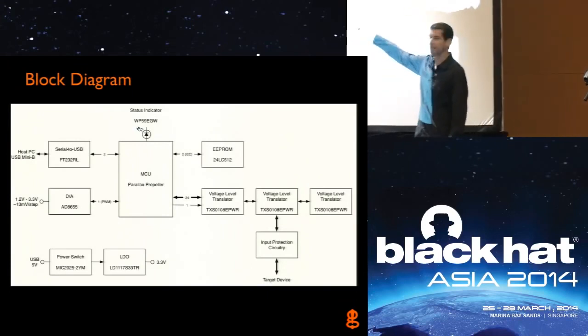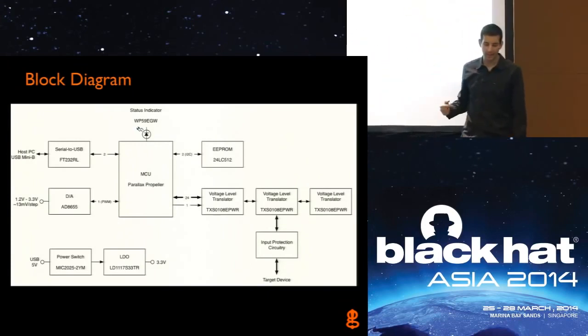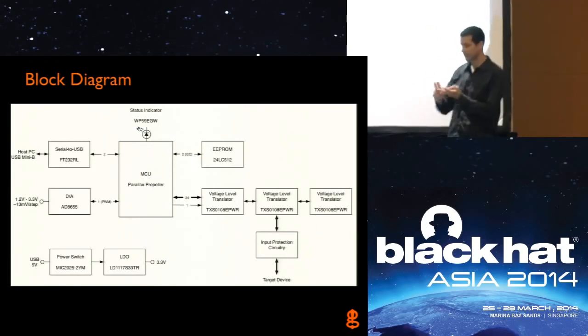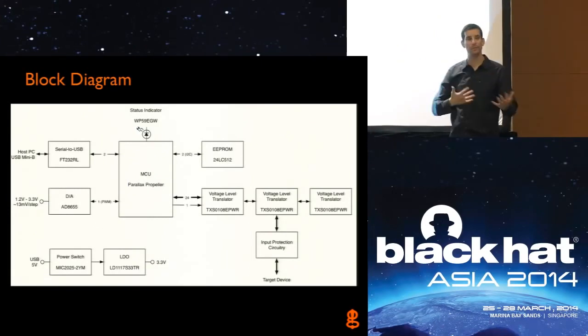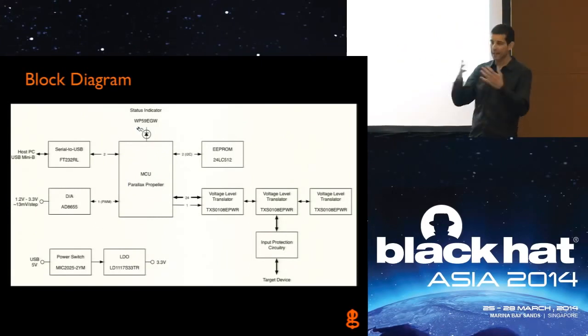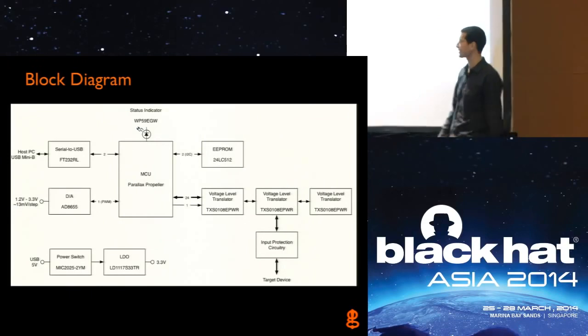We have a mini USB coming in. That's going to provide power to the JTAGulator, also serve as the programming interface to program the Propeller processor when we do firmware updates, and also serve as the actual user interface to us through a terminal program. So it'll show up as a virtual serial port.